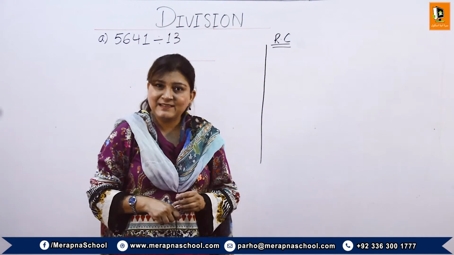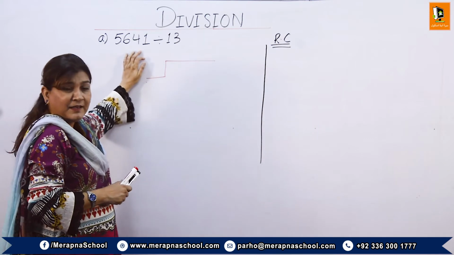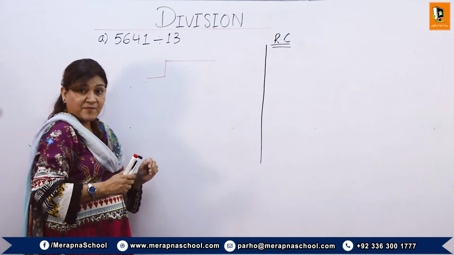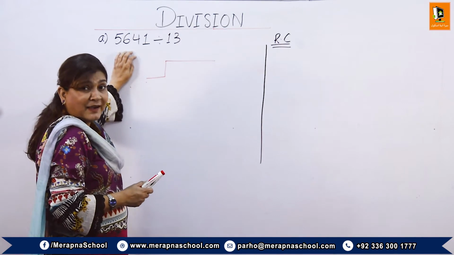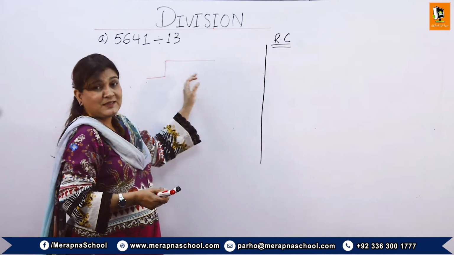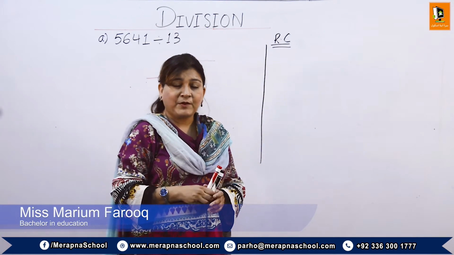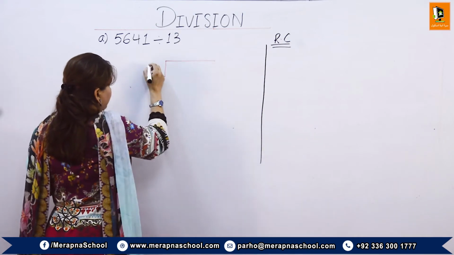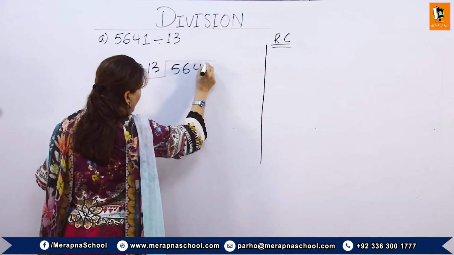Now, let us practice another example, a 4-digit number divided by a 2-digit number. Now, which one is the dividend and which one is the divisor? Yes, the bigger number, the 4-digit number, is the dividend, which should be inside this box, and the smaller number, that is 13, the 2-digit number, should be outside the box because it is the divisor. So, we write 13 here and 5, 6, 4, 1.